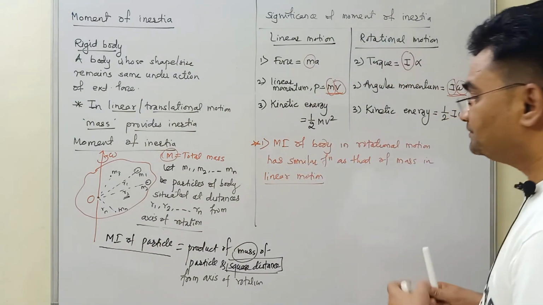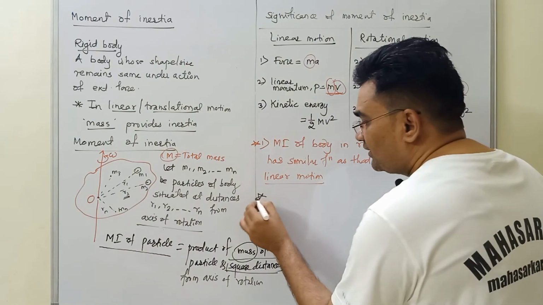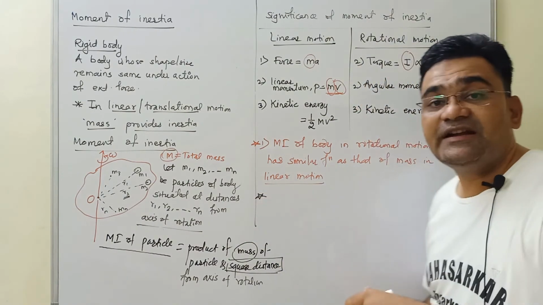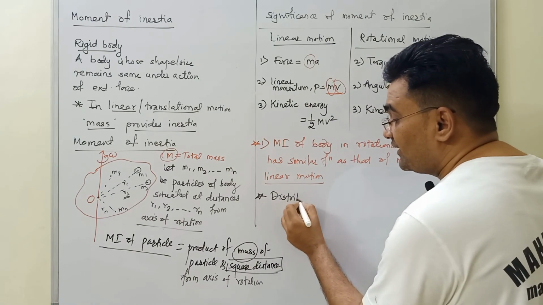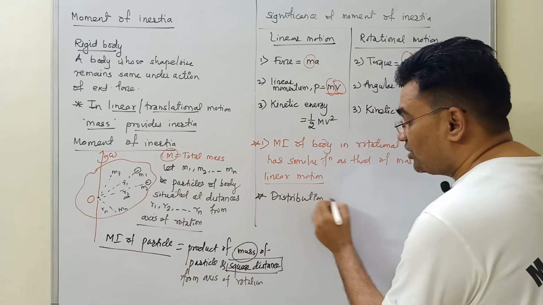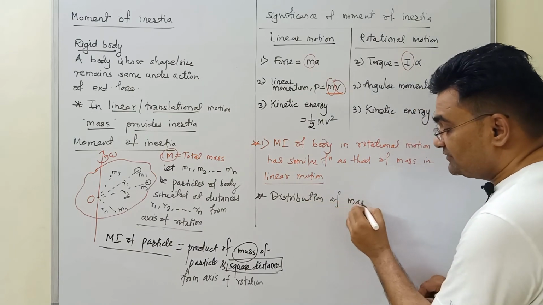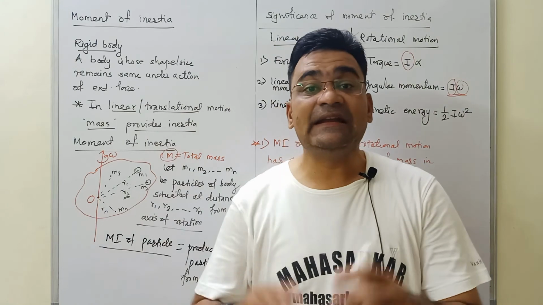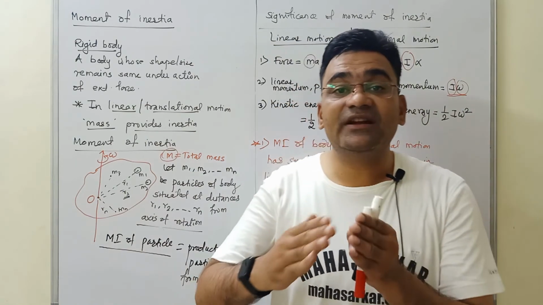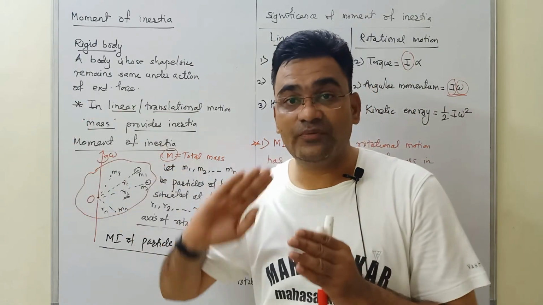Now, secondly, what does moment of inertia describe for us? It gives the basic idea of how the distribution of mass is. A higher value of moment of inertia indicates that the object is situated farther away from the axis of rotation.